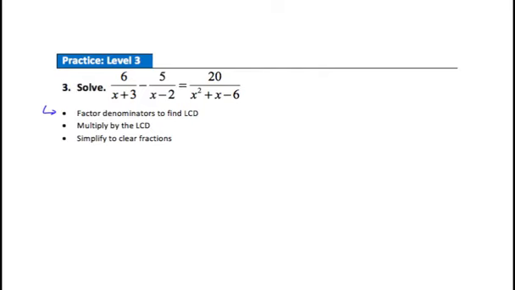Alright, let's take a look. First thing we're doing is finding this LCD. So we want to look at all of these denominators factored. The first one is just x plus 3. That's what I have in that first denominator. The second one is just x minus 2.